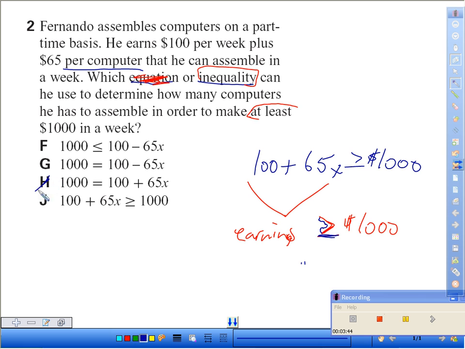It's not H, because that's an equation. That's not what we wanted. It's not G, that's an equation. Could have been F, but that's 100 minus 65x. He'd be getting robbed. So it's answer choice J.